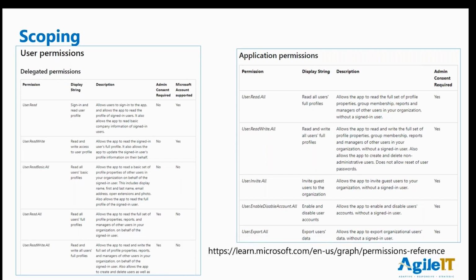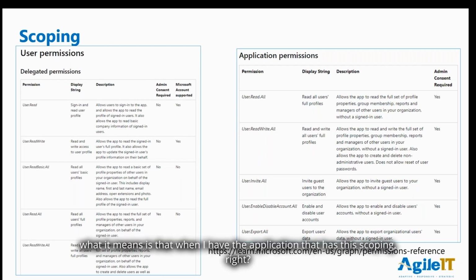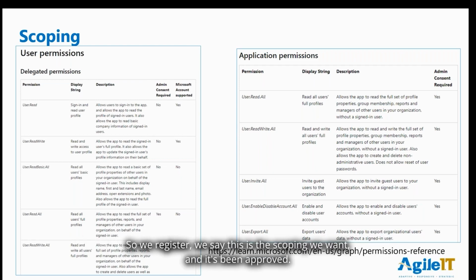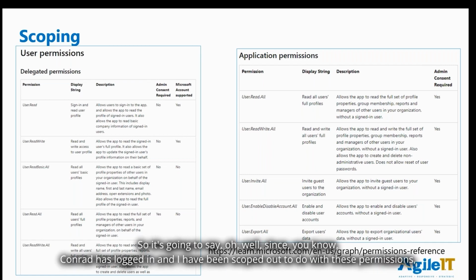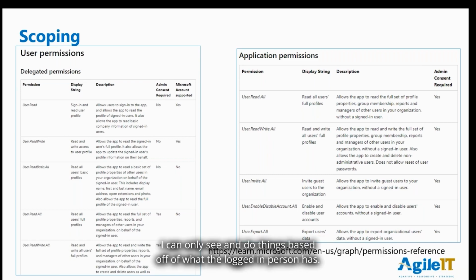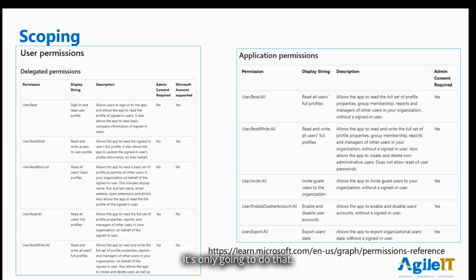So the first part is delegate. If your application says, I'm going to do user read or even user read write, what it means is that the application has this scoping. We register, we say this is the scoping we want, and it's been approved. I'll cover that in a little bit. The application is going to do things on behalf of the user. So it's going to say, since Conrad has logged in and I have been scoped to these permissions, I can only see and do things based off of what the logged in person has. So this is delegated permissions. You're essentially saying the application go ahead and do things based off the user that's logging in. So even though the application runs as a service principal, it's only going to do that.